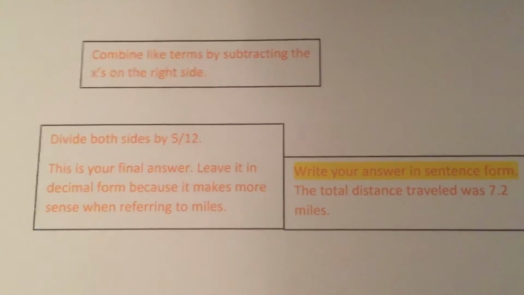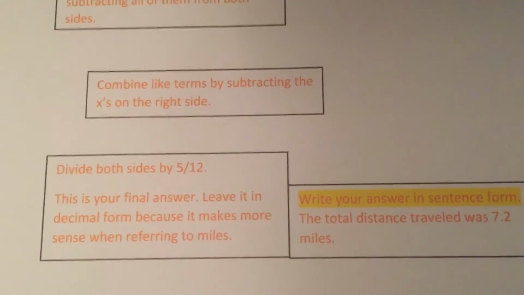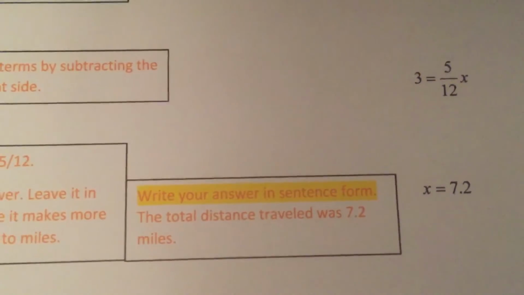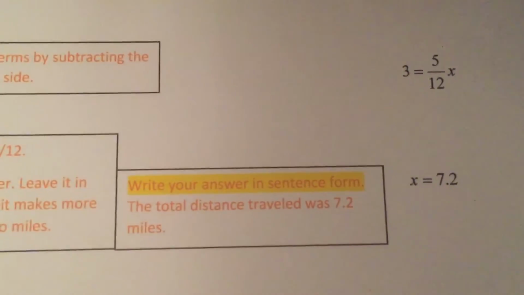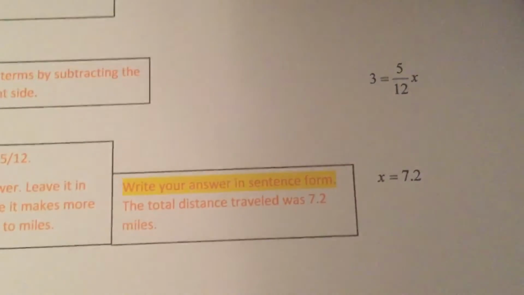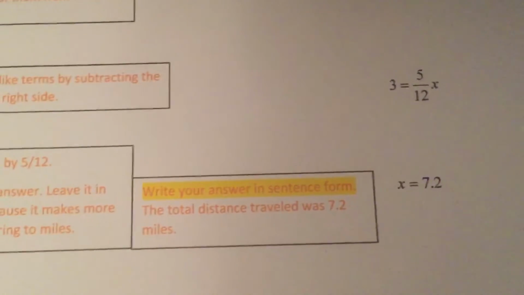Leave it in decimal form because it makes more sense when referring to miles. So ours is the total distance traveled, 7.2 miles. We don't say 7 and 1/5 of a mile, we say 0.2.